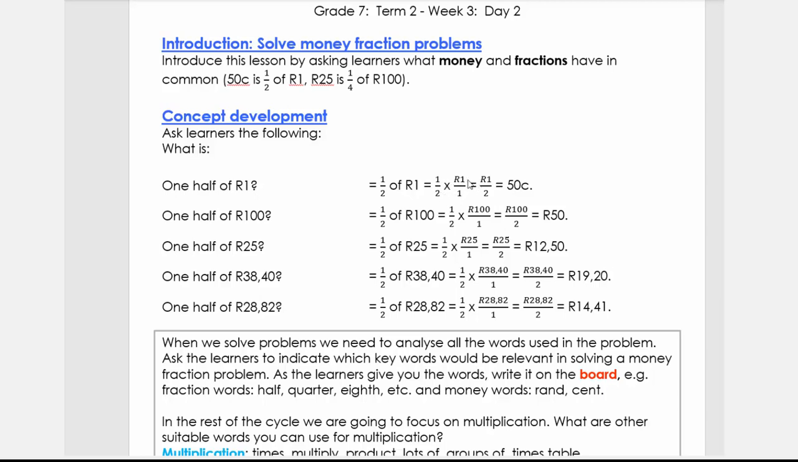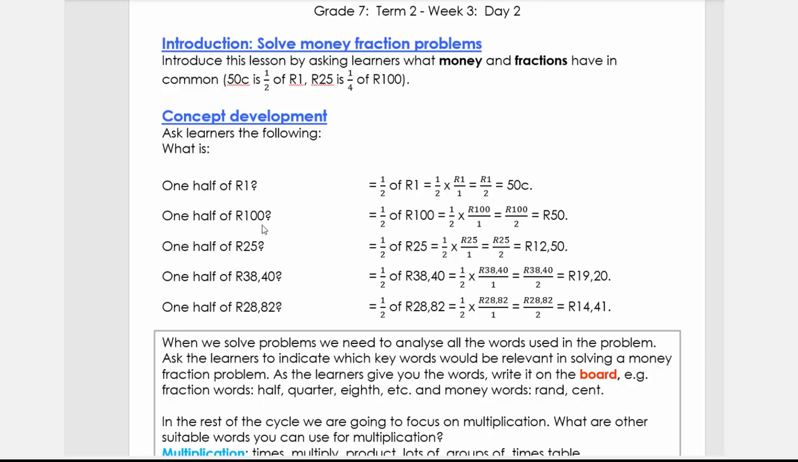So here we have 1 times 1 rand is 1 rand. 2 times 1 is 2. If we take 1 rand and we divide it by 2, we get 50 cents. Remember the cent symbol at the end. So let's go and look at the second example.